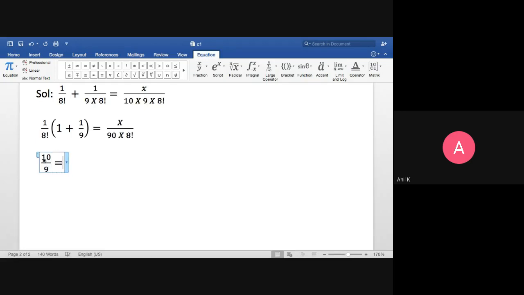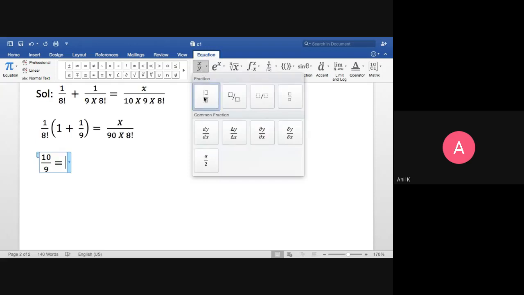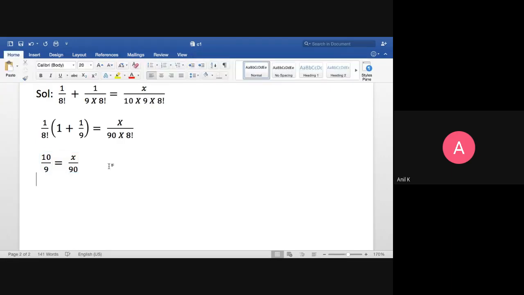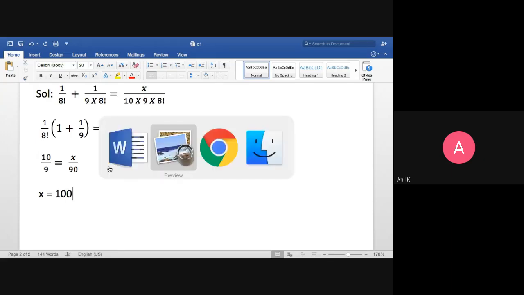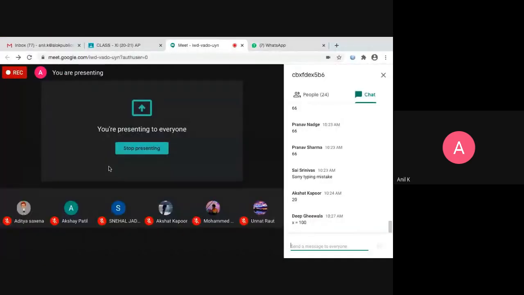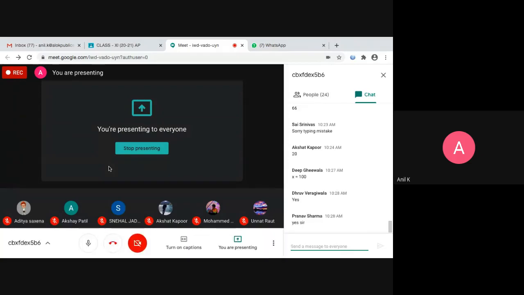In the RHS you are left with x upon 90. So the denominator 9 will get cancelled in 90, 10 times. So the x value is going to be 100. x equals 100. Is that clear? Yes, somebody has given the answer. The x value is 100.